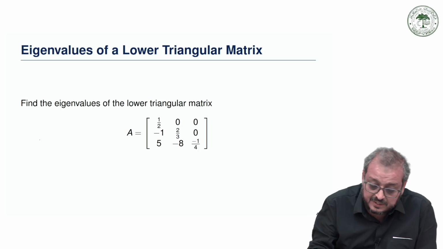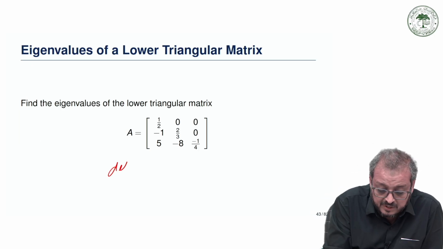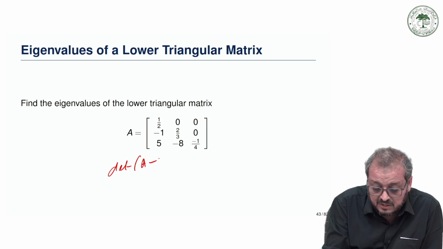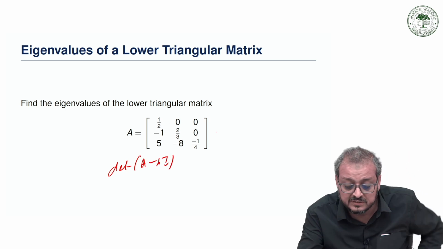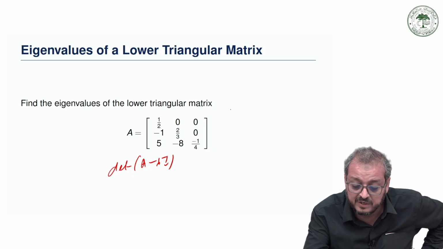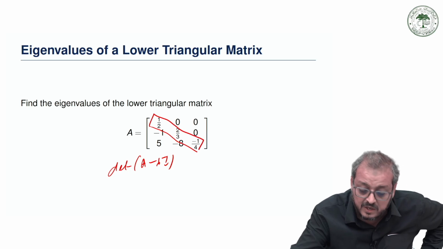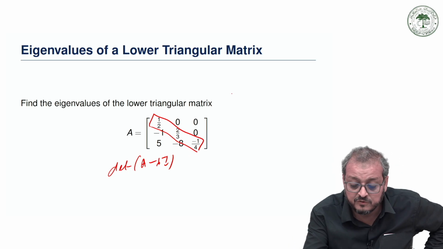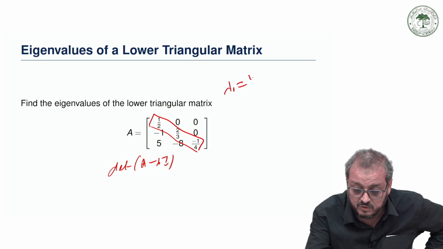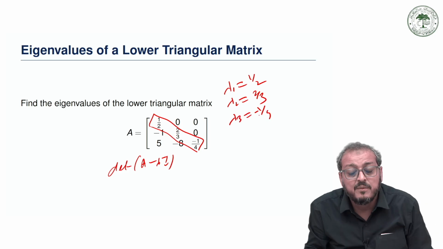For example, we take this and try to find the eigenvalues. We have the determinant of A minus lambda I, but according to the theorem, because this is a lower triangular matrix, the diagonal elements are the only eigenvalues of this. So we can say that lambda 1 is equal to 1 by 2, lambda 2 is equal to 2 by 3, lambda 3 is equal to minus 1 by 4, by the previous theorem.